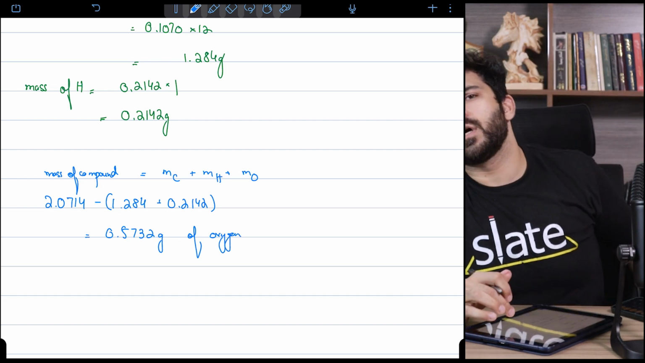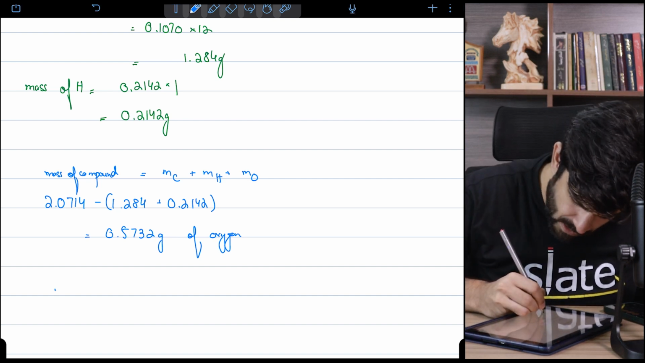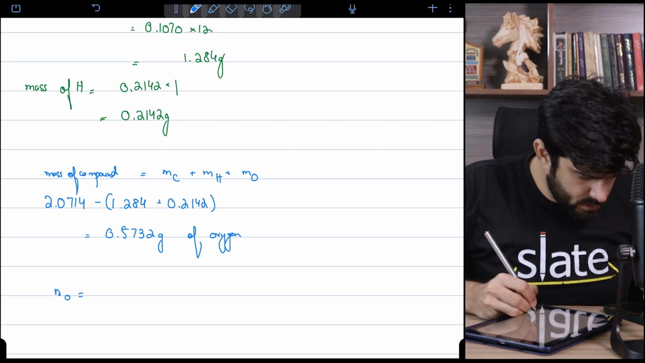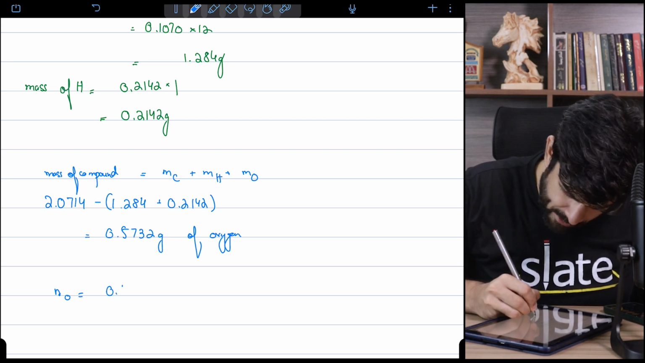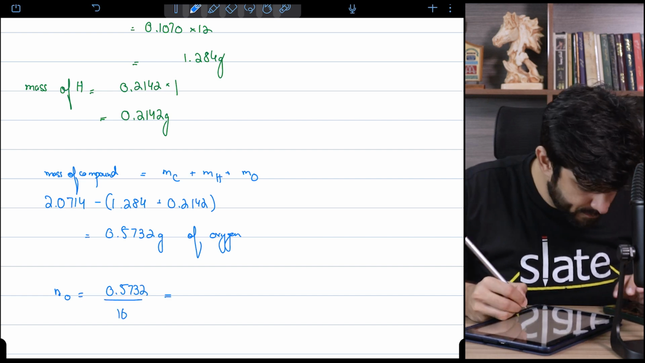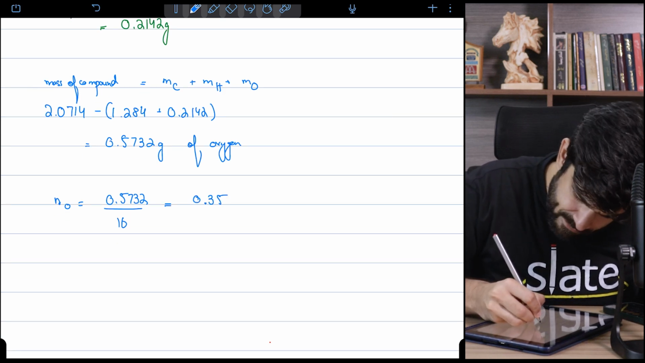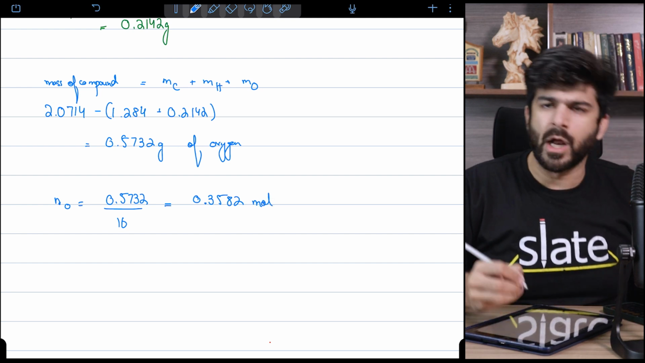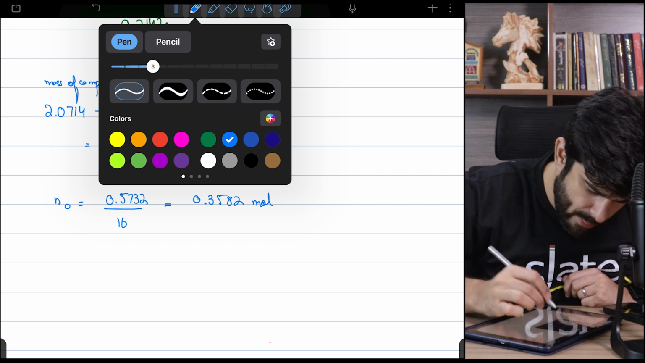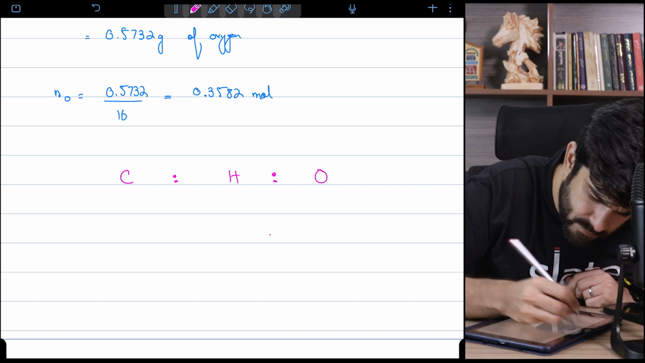Now, in order to find the empirical formula, we need to calculate the moles of oxygen as well. That's simple. Mass over molar mass. So, 0.5732 divided by 16, which is the mass of an oxygen atom. And the answer is 0.3582 moles. Now we have the moles of carbon, hydrogen, and oxygen. We'll just make the molar ratio between all the values: carbon, hydrogen, oxygen.